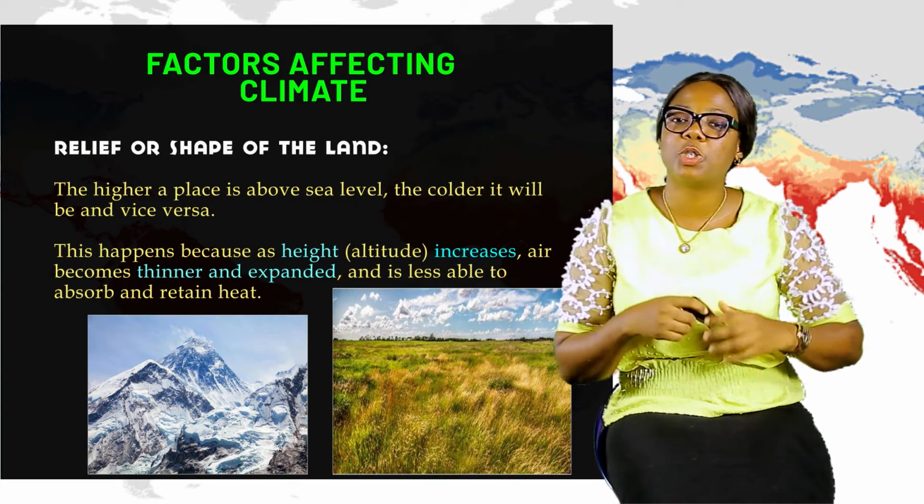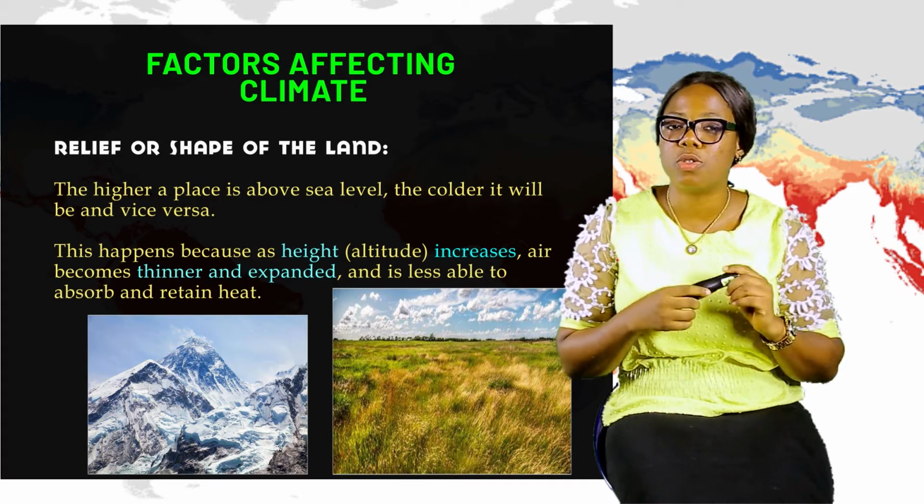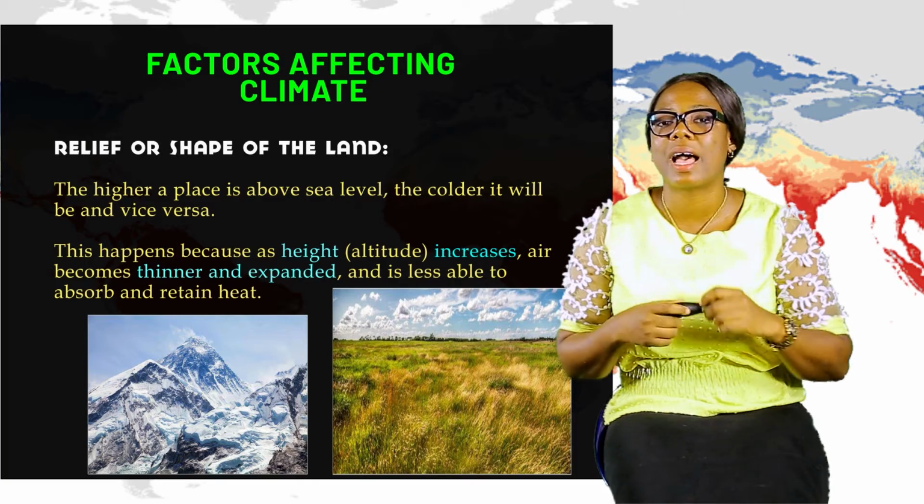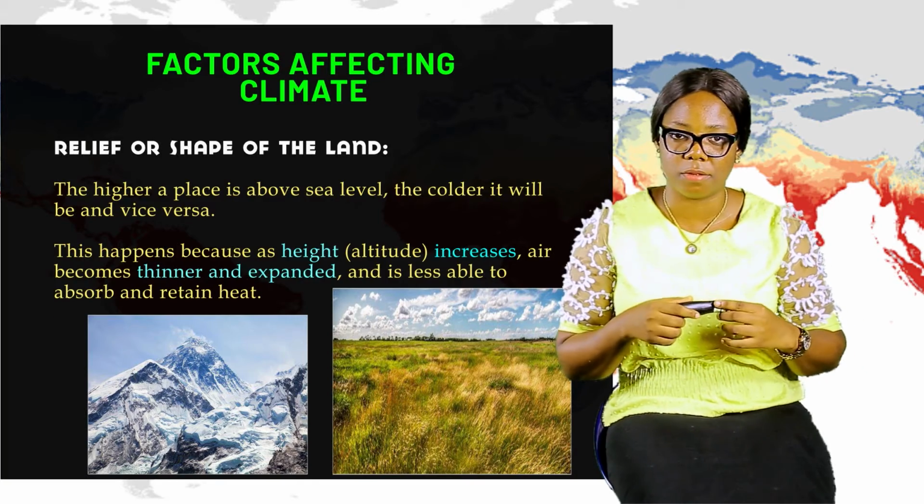While this image shows a grassland that has no snow cover. This is because grasslands or plain areas are low above sea level.